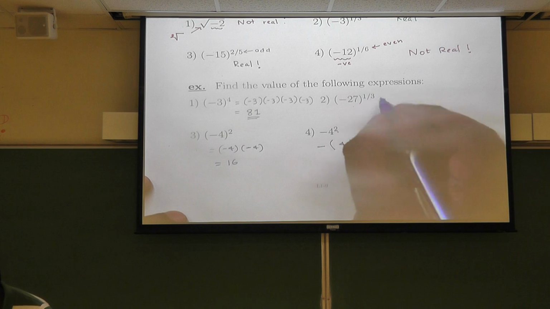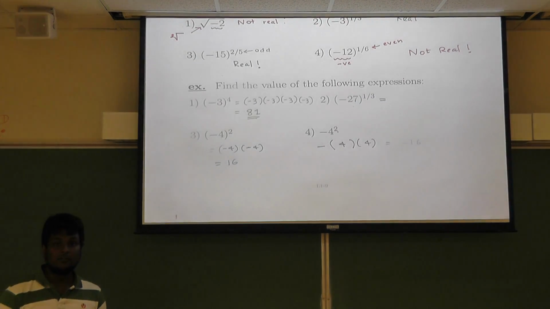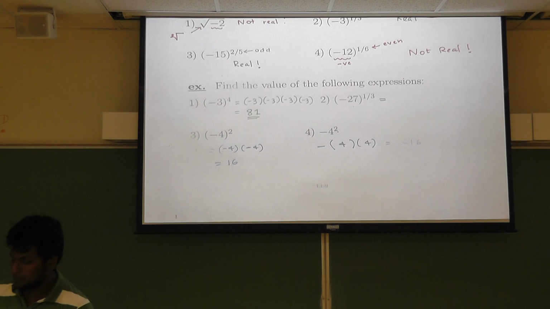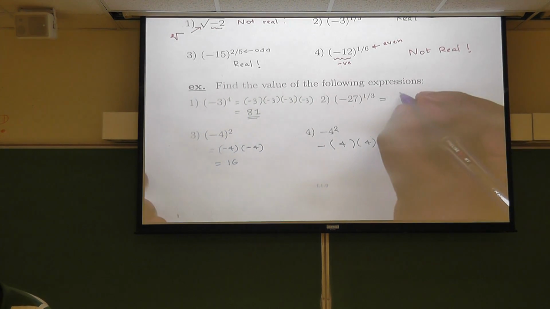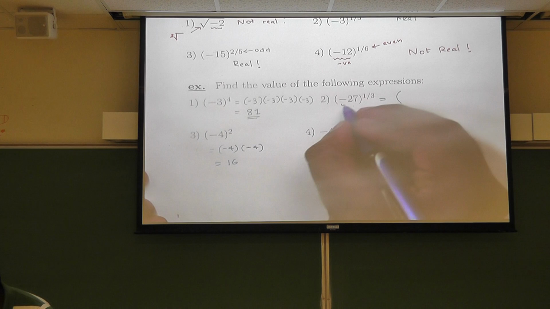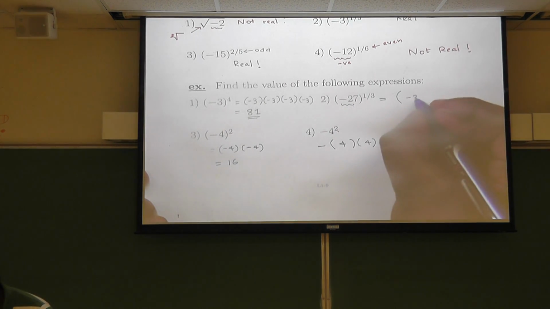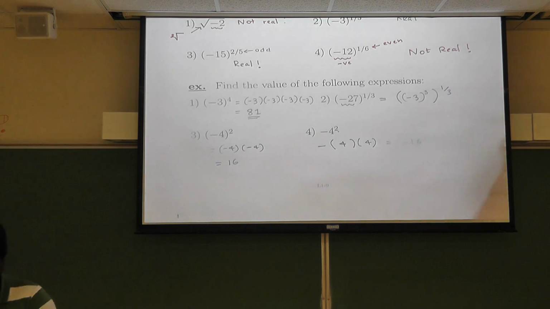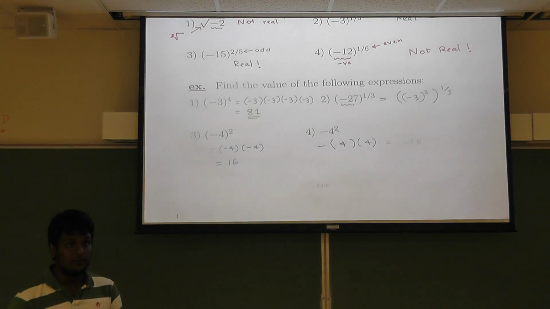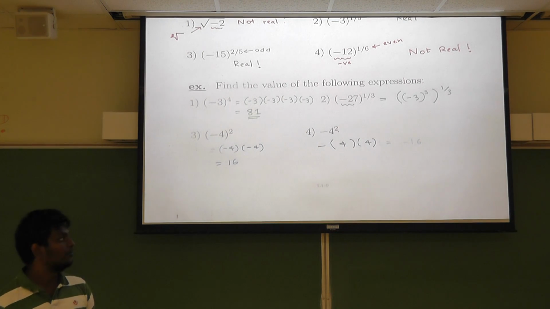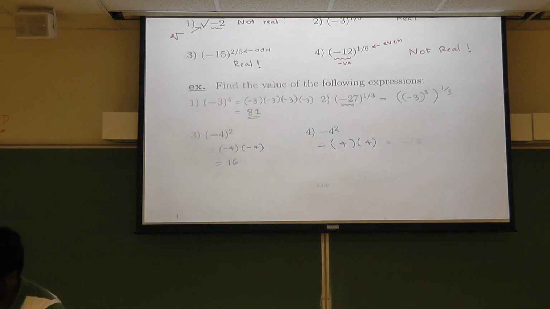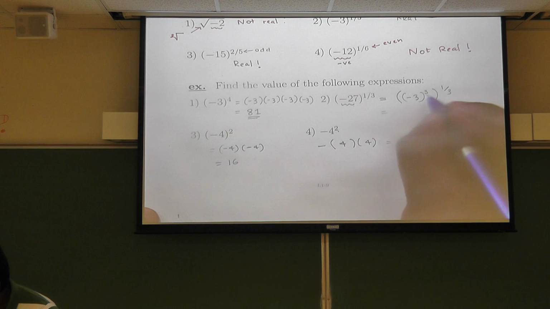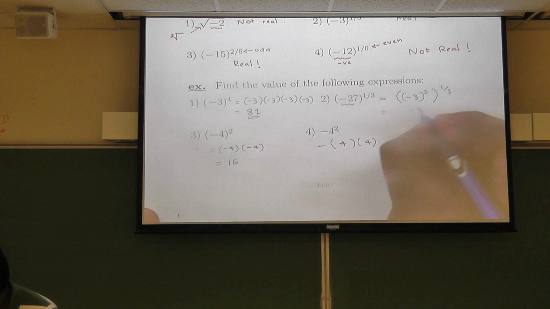Okay, and example 2, which I didn't do here, would be negative 27 to the power 1/3. Now we will do this extensively about fractional powers in lecture number 3, but right now, just keep this in mind. Negative 27 is actually negative 3 to the 3rd power, because negative 3 times negative 3 times negative 3 is negative 27. And then you have that 1/3, and you can multiply these. So 3 times 1/3 is just 1, so you get negative 3 to the power 1, which is negative 3.